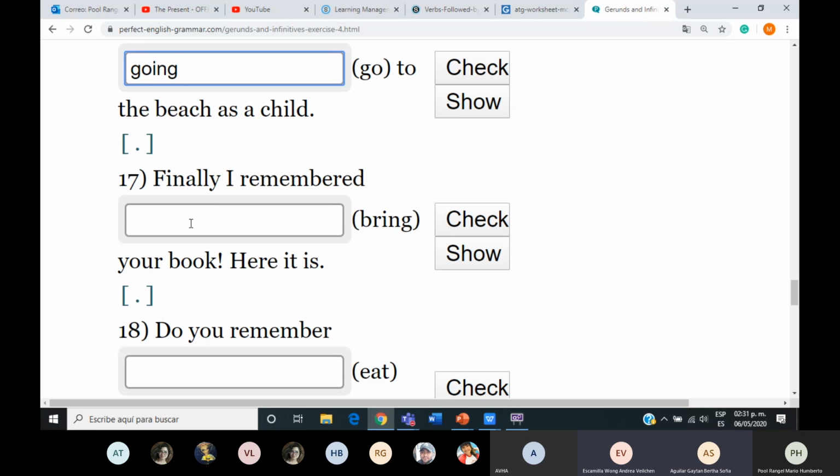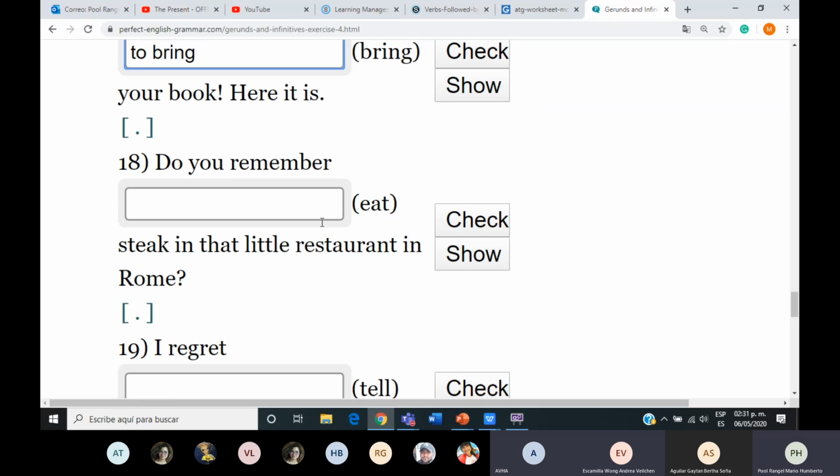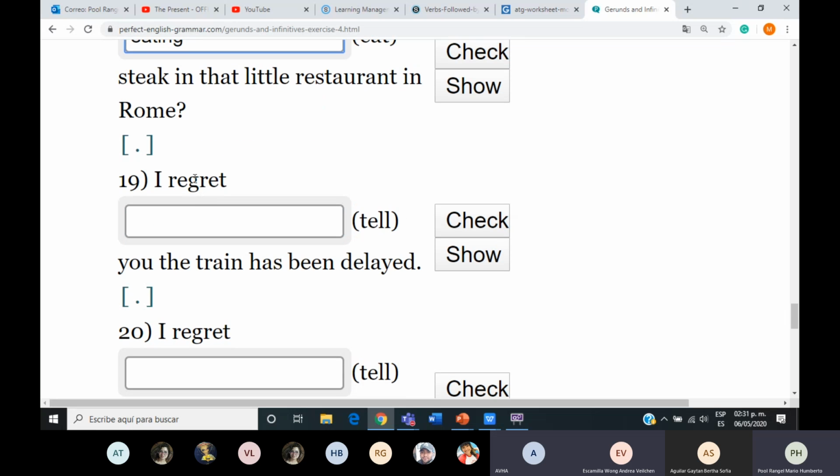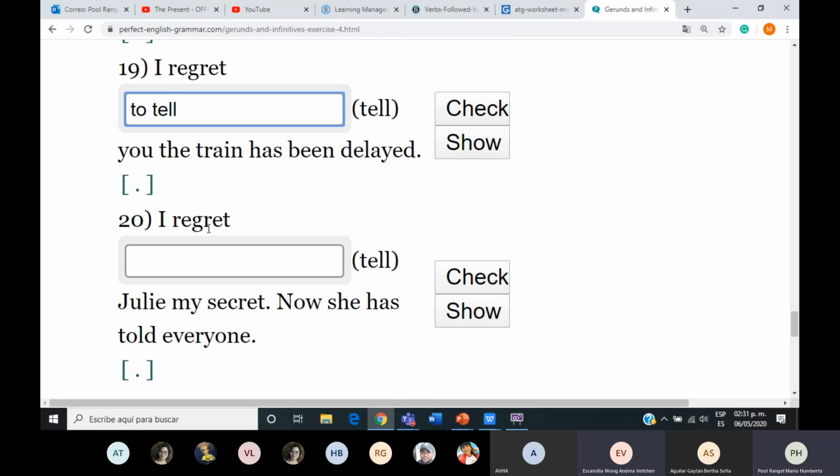To bring. Do you remember eat steak in that little restaurant in Rome? Eating. I regret tell you the train has been delayed. To tell. I regret tell Julie my secret. Now she has told everyone. Telling.